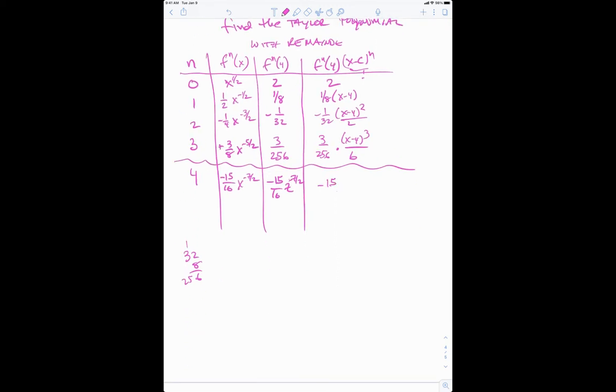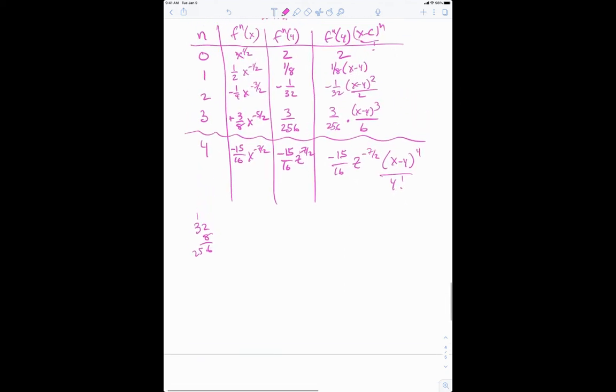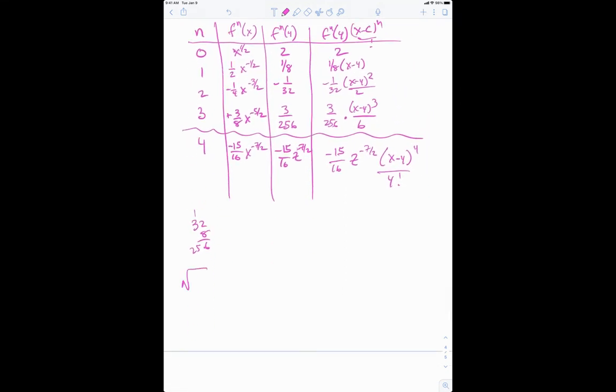And then this one gets multiplied by x minus 4 to the 4th over 4 factorial. So if I just write it all out, the square root of x equals, the first term is 2 plus 1/8 times x minus 4 minus x minus 4 squared over 64, 32 times 2, plus, I could reduce here, that 3 and the 6 is a 2, so it's going to be 512, right?